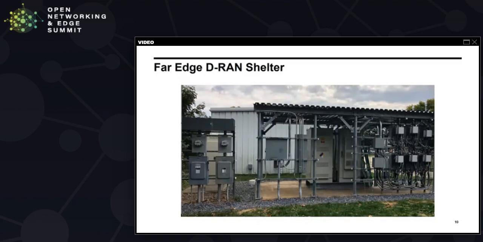The tan-colored cabinets in the middle house the BBU and the CSR. Cabinets contain dust filters and fans for air movement, but in most cases do not provide air conditioning or heating.